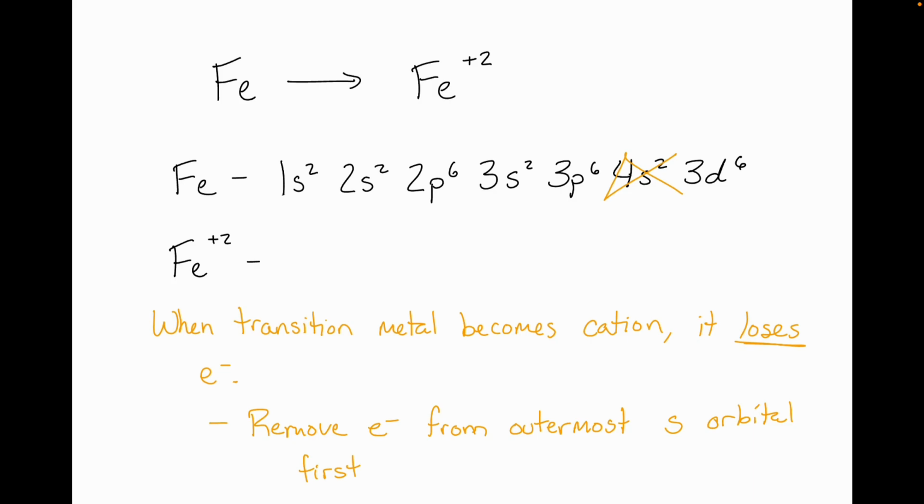Since I'm only removing 2 electrons, both of them are going to come from that 4s orbital. So my electron configuration for iron 2 would be the same all the way up until the end there, where now I don't have any more 4s electrons. I only have my 3d6. So again, we're going to pull electrons from this configuration. We're going to remove from that outermost s orbital first.